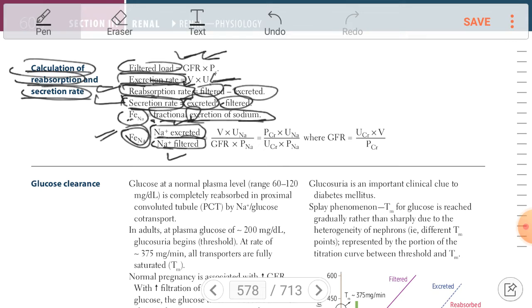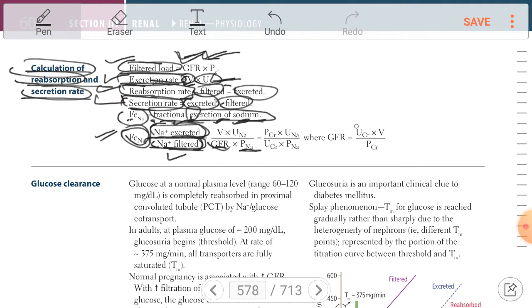We know that excretion rate equals the urine flow rate, V, multiplied by the urinary concentration of the substance. So you have V and the urinary concentration of sodium; this is the excretion. Then you need the sodium filtration, the filtered load, which is the glomerular filtration rate multiplied by the plasma concentration of this substance. So the excretion of sodium, V multiplied by the urinary concentration of sodium, is divided by the filtration, which equals the glomerular filtration rate multiplied by the plasma concentration of sodium.